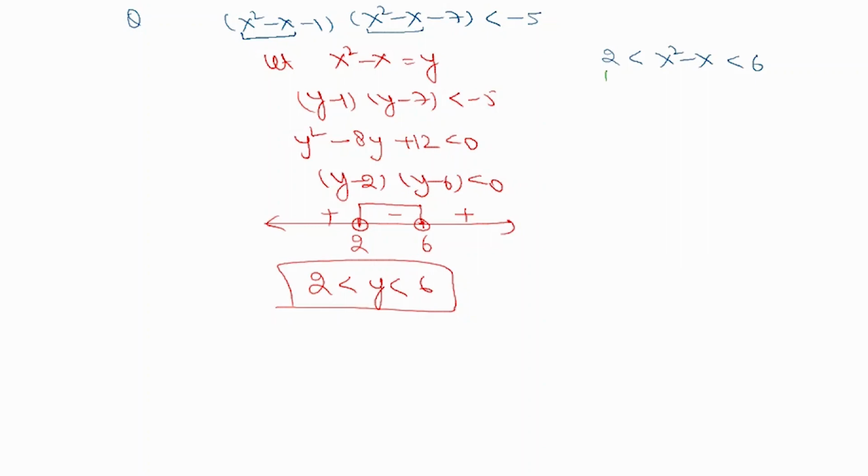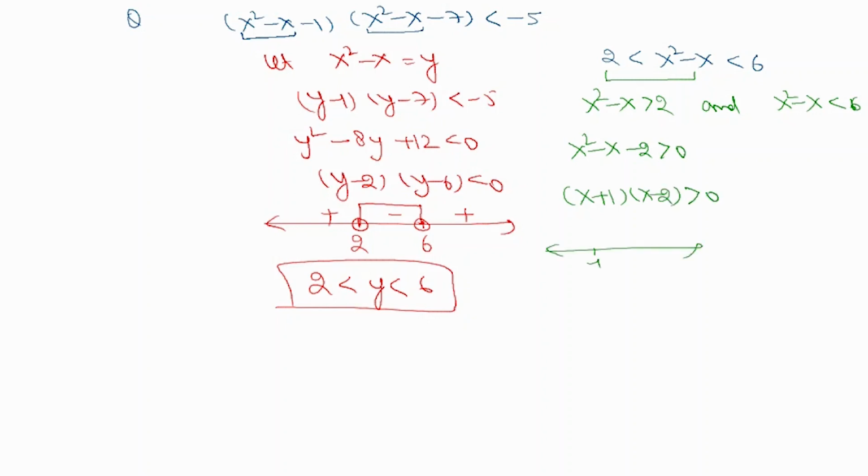So now I'll solve these two cases separately. First I'll solve this case, which is x square minus x is greater than 2 and x square minus x is less than 6. If I solve it, I'll get x square minus x minus 2 is greater than 0. So I'll get x plus 1, x minus 2 greater than 0. So minus 1 and then 2. So this is plus, minus and plus. I need plus. So either x is less than minus 1 or x is greater than 2, and both of them are not included.